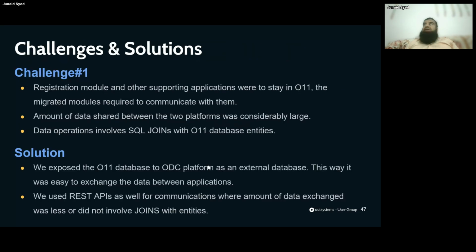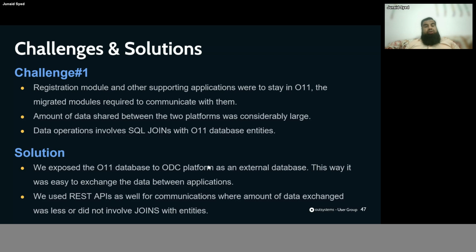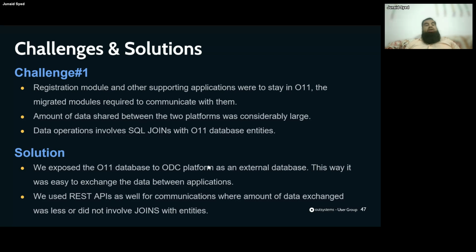There were certain challenges that we faced in our migration work. The registration module and other supporting applications were to stay in O11, and the migrated modules required to communicate with them. So again, back to the same picture where the registration module was in O11 and there were other domains still in O11, only the compliance domain was being moved to ODC.